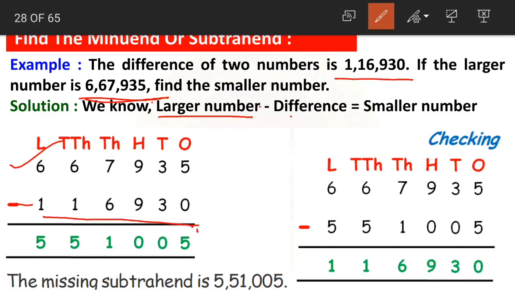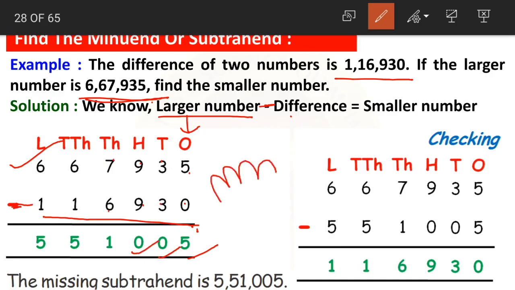1,16,930. Now let us subtract. What to do here? This is very important, children. We need to subtract. Now starting from the ones place, 5 minus 0, 5. 3 minus 3, 0. 9 minus 9, 0. 7 minus 6 is what?